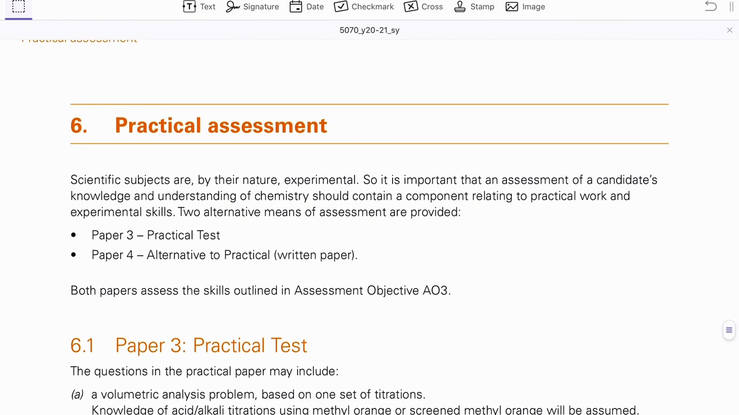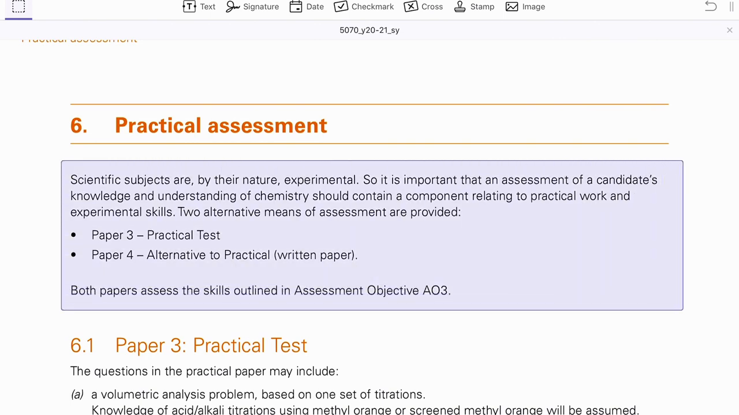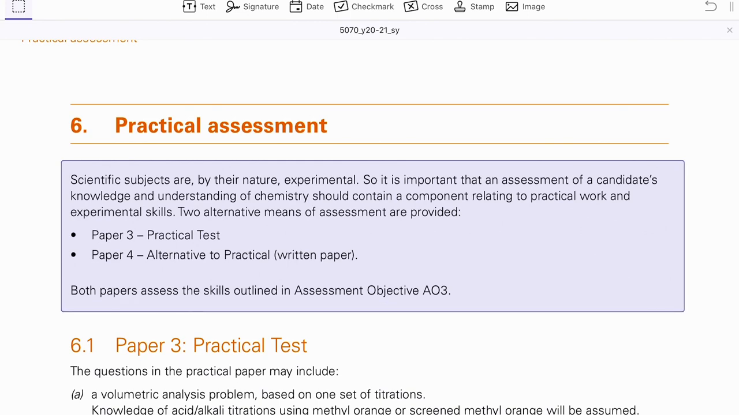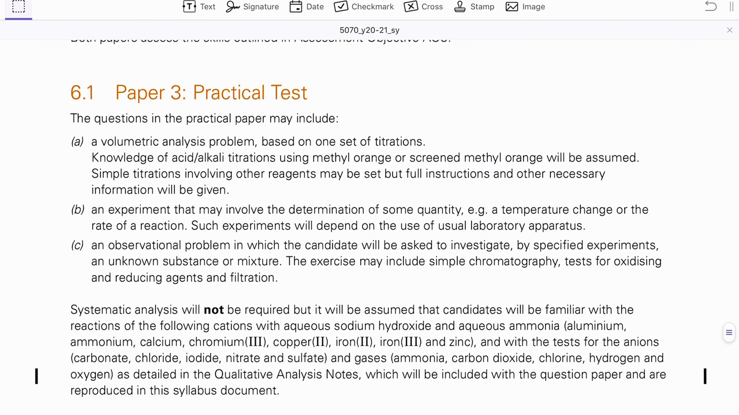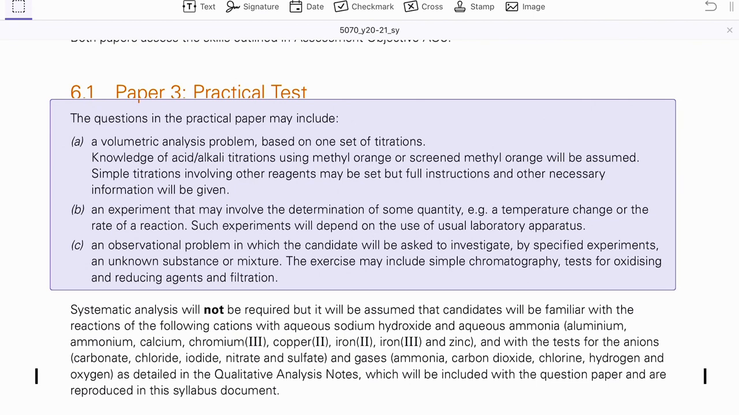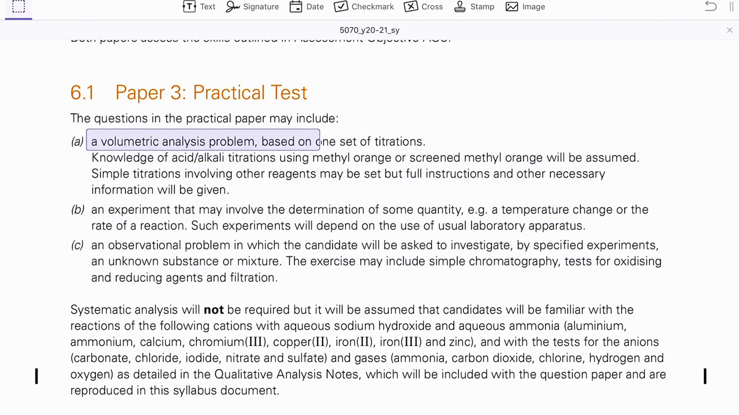Yeah, okay. So practical assessment, they say that students either do practical tests or an alternative to practical. Ideally, you should have done the actual experiments, practical tests, so that you know what's going on. For questions in the practical paper, they even tell you what kind of thing can come out. So it can be a volumetric analysis, so that's titration. Different kinds of titrations, either acid-base or redox titration, something to do with an oxidizing agent or reducing agent. You need to know the indicator, and another indicator might be required.